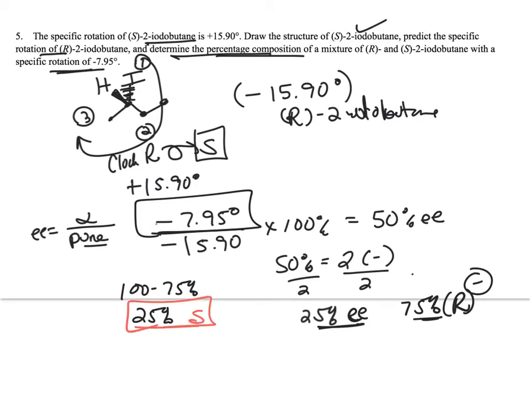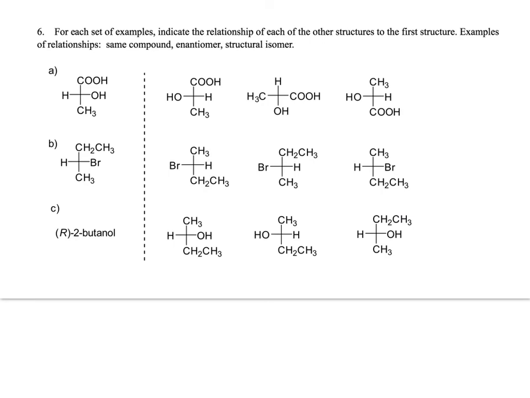And that's why it's negative, so it would be more. You can actually compare them. A negative 8 degrees compared to the pure negative 16, and you could say, does that make sense? For this compound, you're wanting to indicate the relationship of each of the structures to the first structure. So this is your first structure.